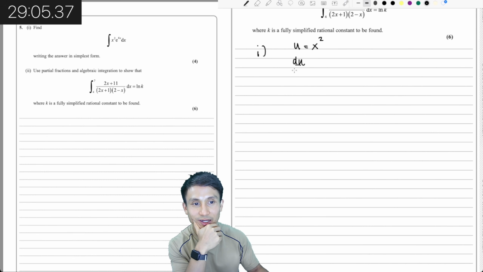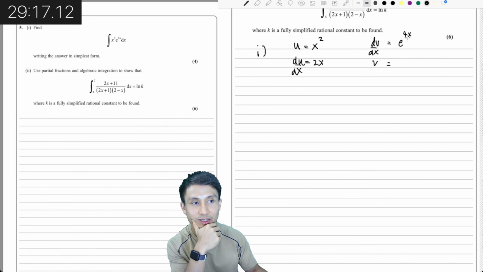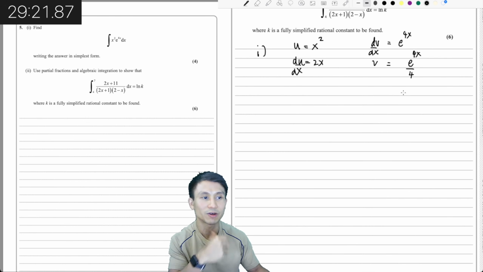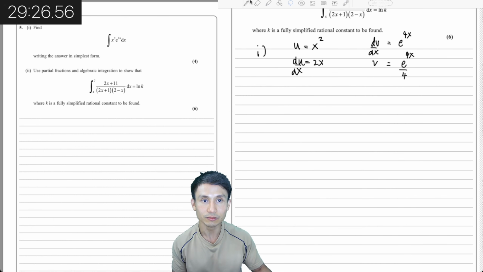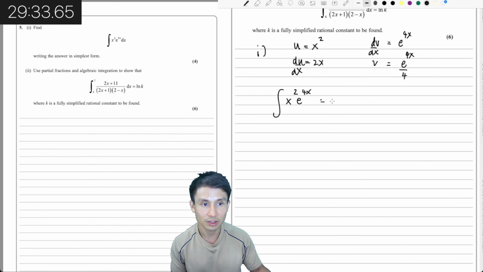So du by dx is going to be 2x. And then dv by dx, we let it be e to the 4x, because we then want to find v. So v would be, integrating that, e to the 4x, and instead of multiplying by 4, we would have to divide. That is just reverse chain rule of integration.